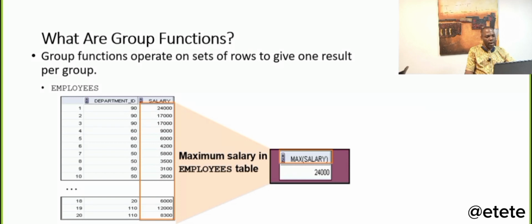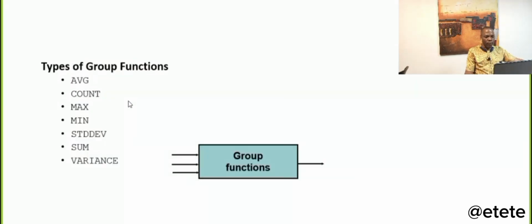But group functions, which are actually multiple row functions, operate on a set of rows to give one result. For example, in this diagram you can see the salary column. It will take the whole of the salary column and find the maximum. So max is one type of multiple row function. You supply the entire column to it, and it will check all the rows, find the maximum and give you that output. So these are different types of group functions.